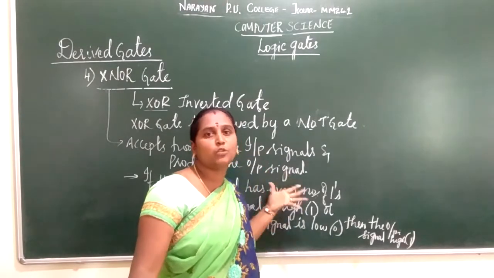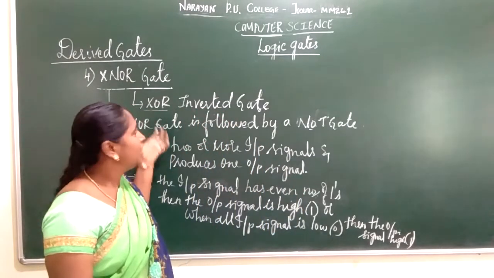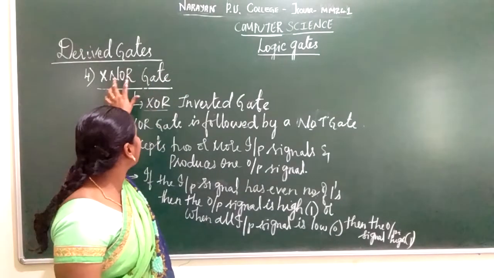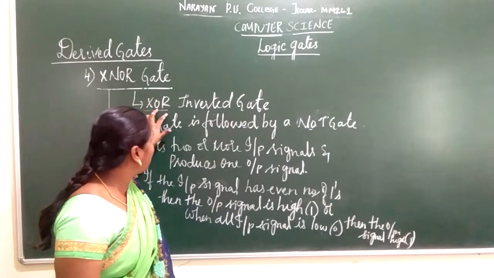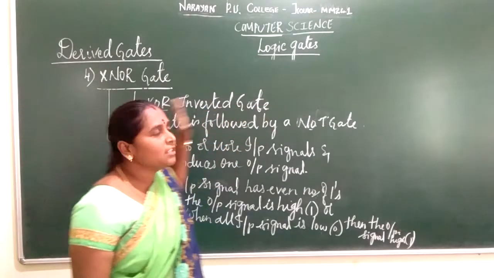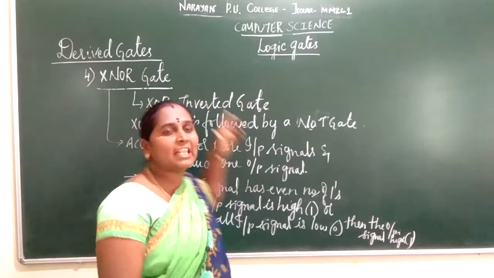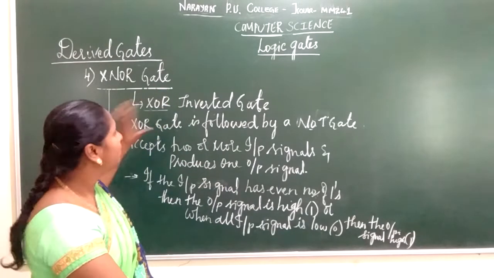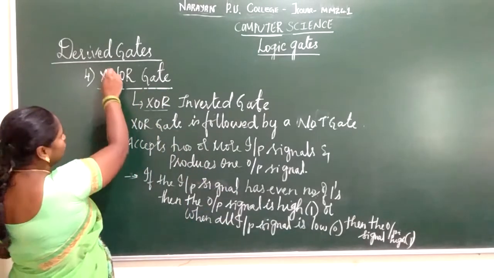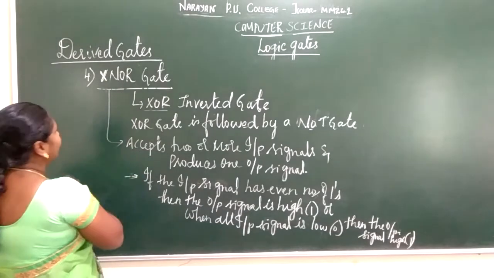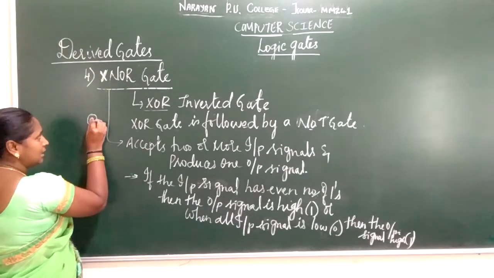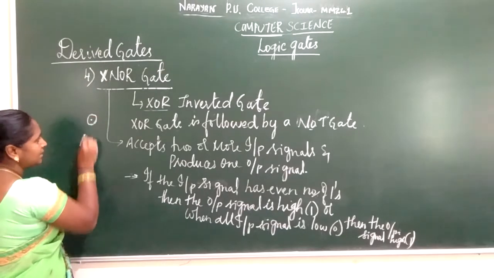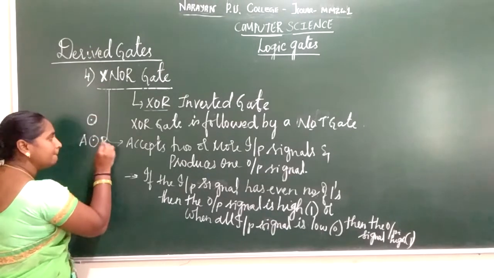The XNOR gate is just quite opposite to your XOR gate. That's what it tells: the XNOR gate is nothing but the XOR inverted gate, that is, the complement of the XOR gate. So this is the condition and the steps involved to use this particular XNOR gate, and the symbol used for this is a circle with a dot, that is A XNOR B.